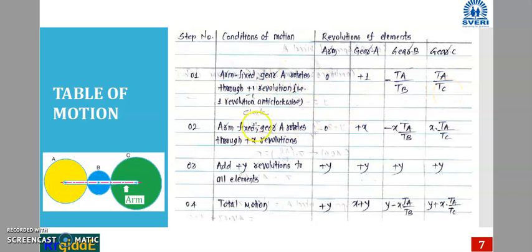Then second row, as usual, by following the second step, arm fixed, 0, plus x, minus x TA upon TB, x TA upon TC, add y revolution, then total motion this way: y, x plus y, y minus x TA upon TB, y plus x TA upon TC.